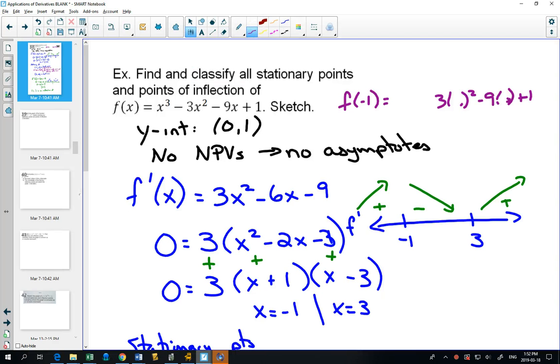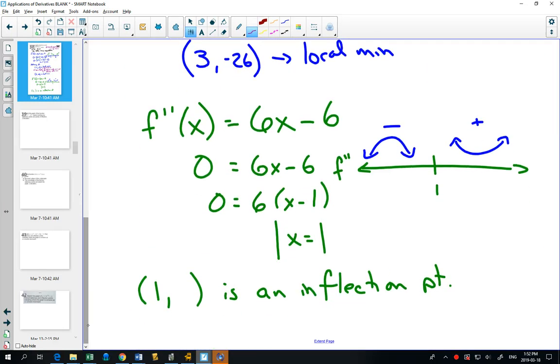We would plug in positive 1 now into our original equation. So that means I plug in 1 here, and 1 here. It's going to be 1 minus 3 minus 9 plus 1. That gives me negative 10. So 1, negative 10 is an inflection point.